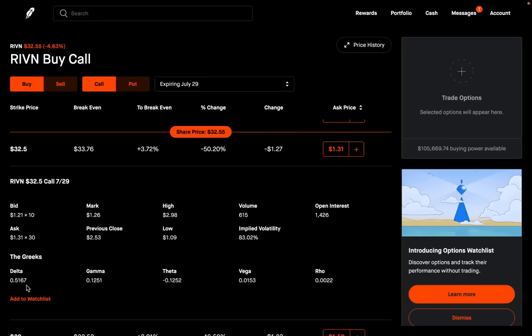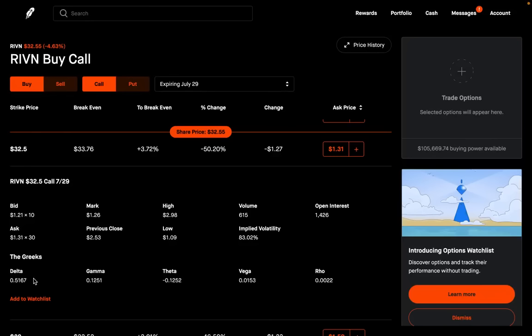Now, on the other end, it's also the same thing though. If you buy this call right now and the share price of Rivian drops by $1, the value of this option will lose whatever delta is. So if the share price of Rivian drops $1 right now, the value of this option would go down by $51.67. So in other words, your total return would be negative 51.67 so far, okay? So that's how delta works.